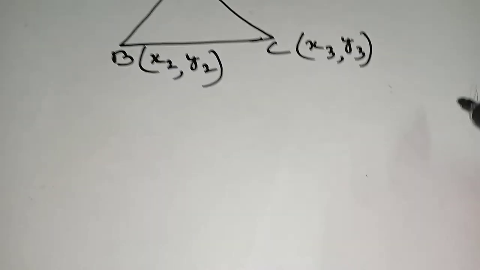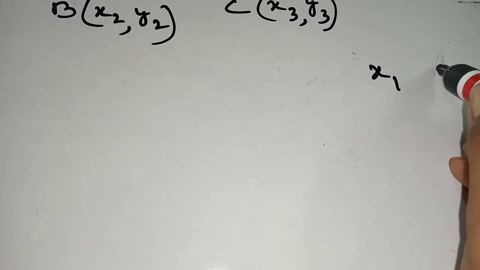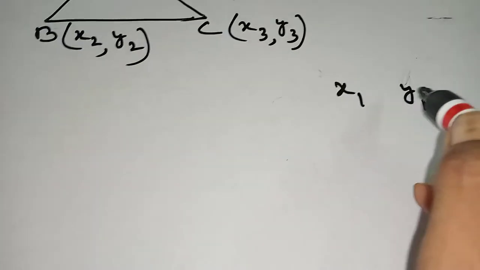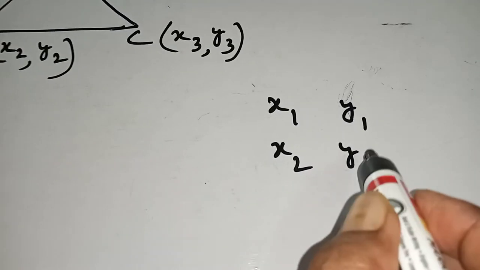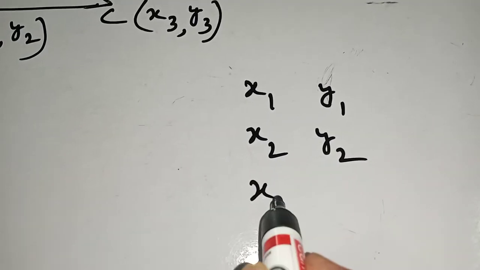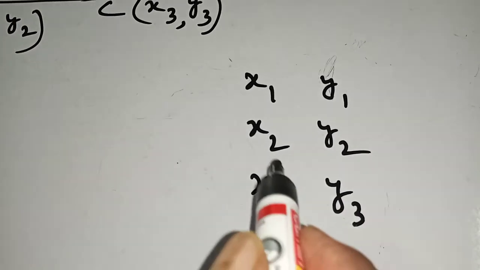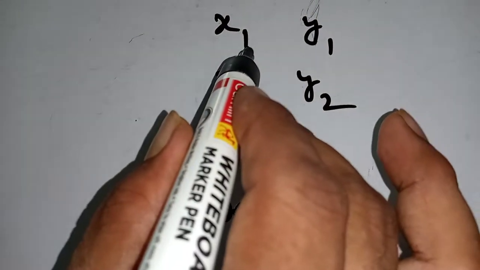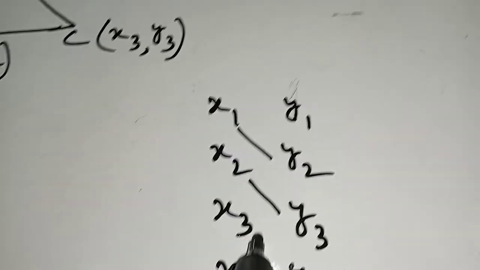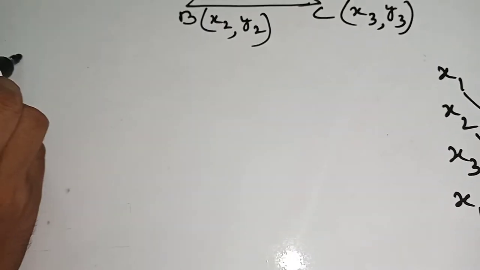At first you write it like this way: x1, y1, x2, y2, x3, y3. Now repeat this one, x1, y1. Now give this, this, this. Now write area of triangle.